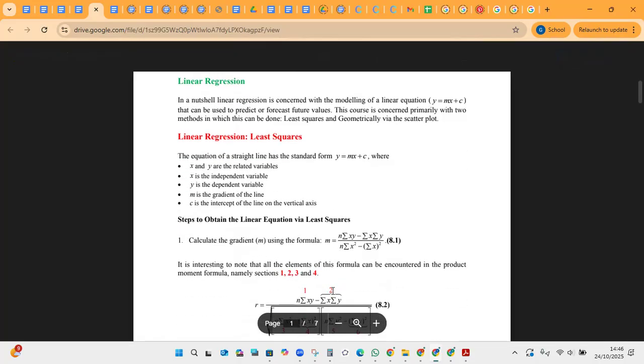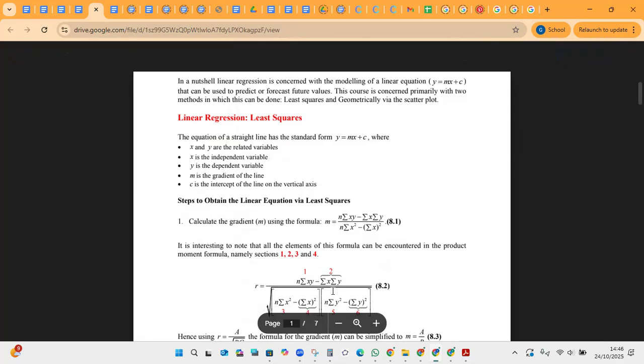Here it goes on to say the steps to obtain a linear equation via least squares. To calculate the gradient m, it's not like (y2 - y1) over (x2 - x1) as geometrically. But here, using least squares, it is n times the sum of xy minus the sum of x times the sum of y, over n times the sum of x squared minus the sum of x, all squared. It is interesting to know that all the elements of this formula can be encountered in the product moment formula.